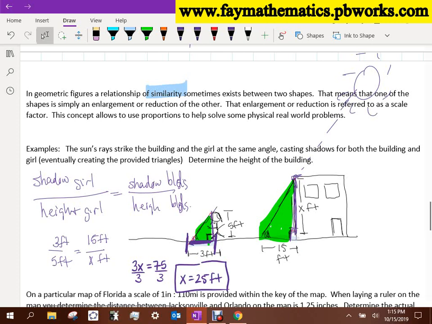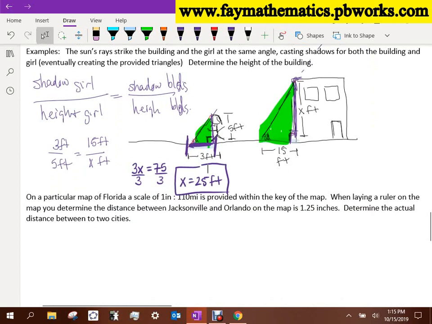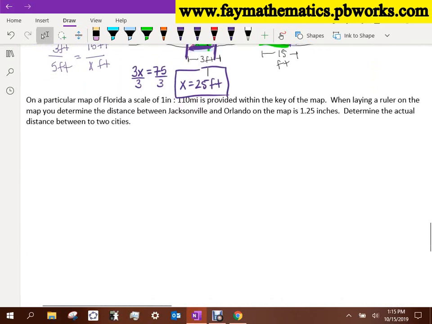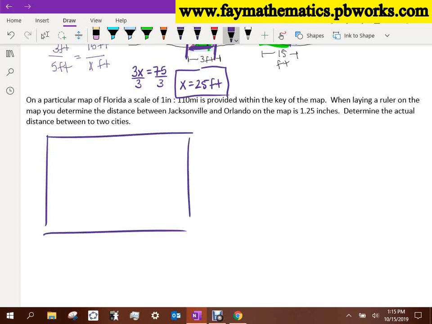Now this one's more applicable to us because it's easier. We don't need all those instruments and telescopes and that kind of stuff. But proportions, these equations are useful. This one you've seen before. Basically what it's doing says you've got a map here of Florida.